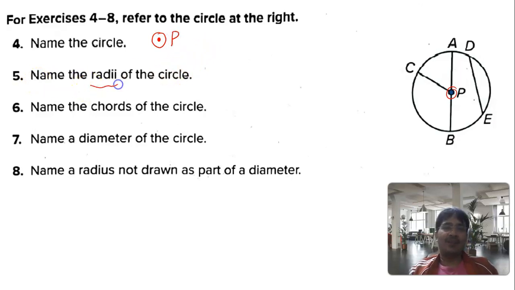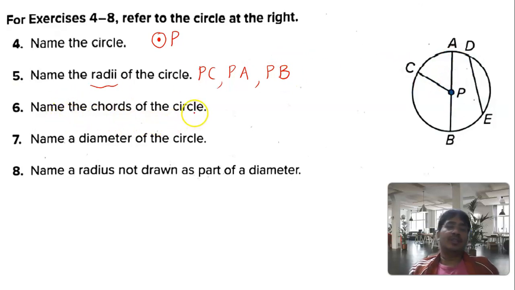Name the radii of the circle. How many radii can you see? A radius starts from the center and goes to the circumference. Something which starts from the center and goes to the circumference is called a radius. So this is r, and this is also r. So the radii are PC, PA, and PB.